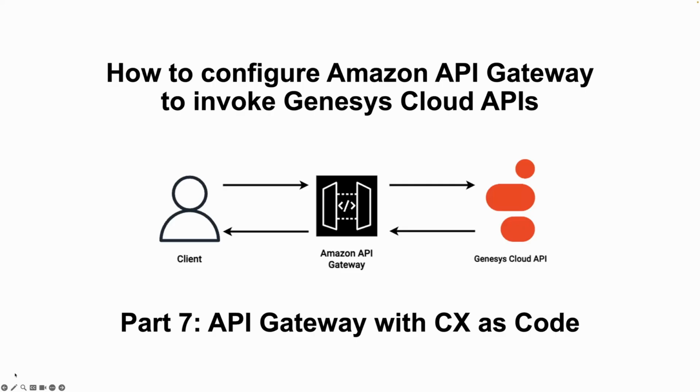So on an overview of the CXS code, CXS code is a configuration management tool that allows you to define Genesys Cloud configuration objects like queues, skills, users, etc. in plain old text files, and then apply that configuration across multiple Genesys Cloud organizations. It is ideally suited for use in a CI/CD deployment pipeline, and CXS code runs on top of Terraform.